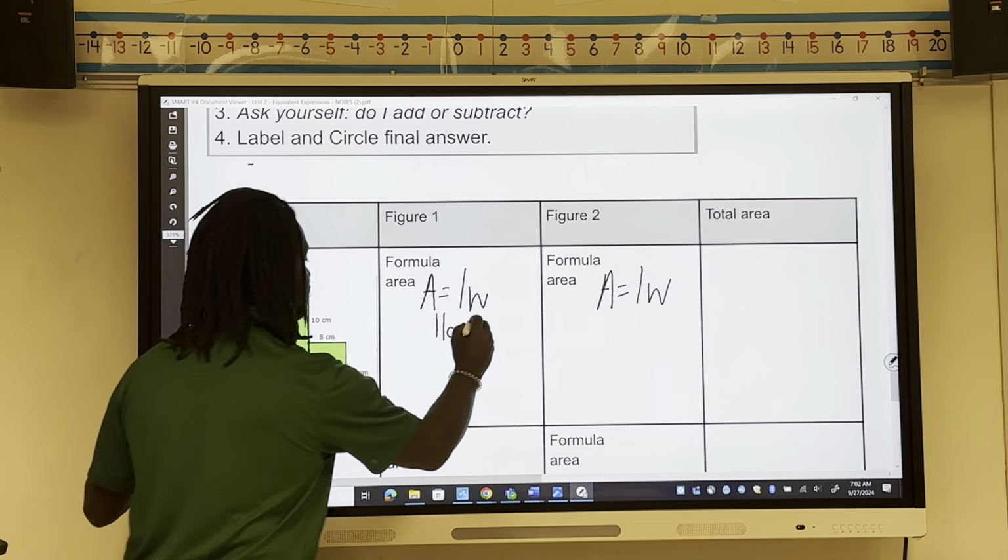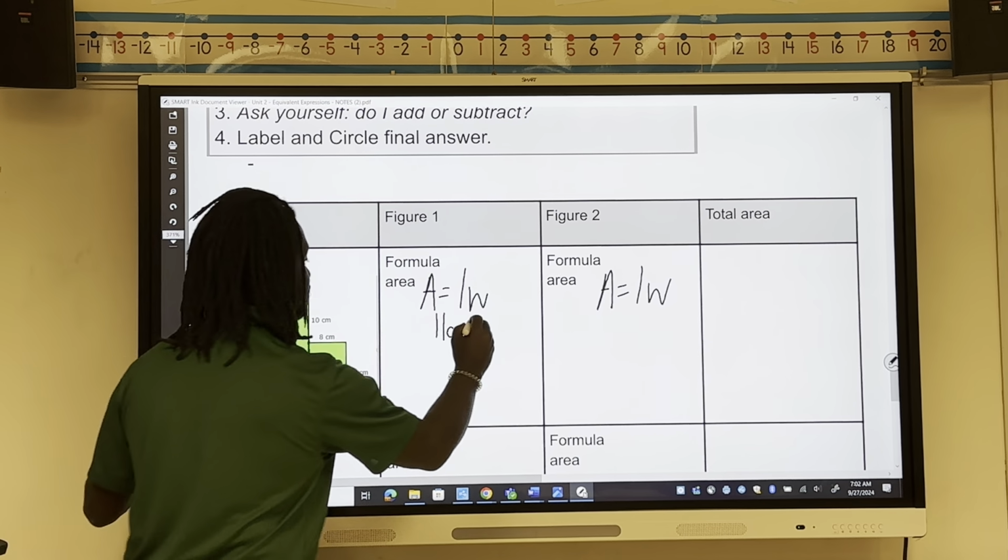Now I'm coming over here and finding the area of this second rectangle. Sometimes I like to put what I found right in each of the rectangles. It's length times width. The length is 8 centimeters times the width is 13 centimeters. I'm going to multiply 8 times 13, and I get 104 centimeters squared.